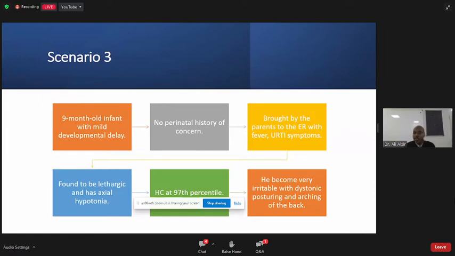Mild developmental delay, which is very important to be highlighted in red, and no prenatal history of concern, brought by the parents to the emergency with fever and upper respiratory tract symptoms, and found to be lethargic with axial hypotonia, and the head circumference is 97th percentile, crossing the centile up towards macrocephaly, and he became very irritable with dystonic posture and arching of the back.